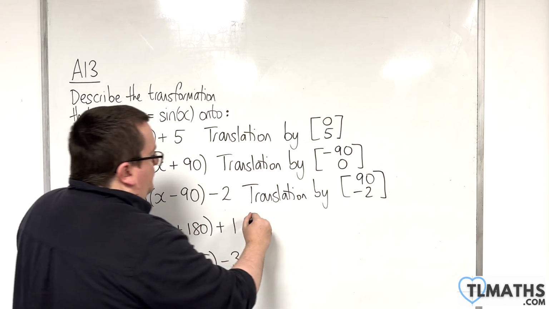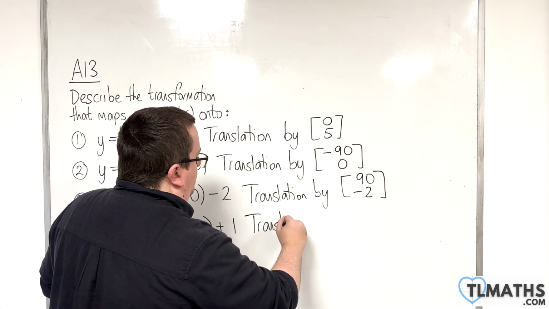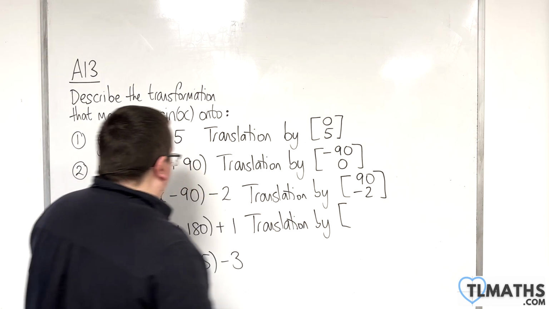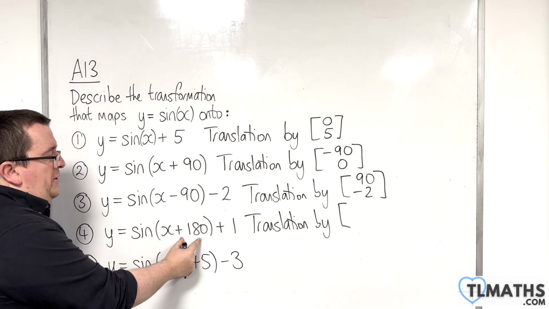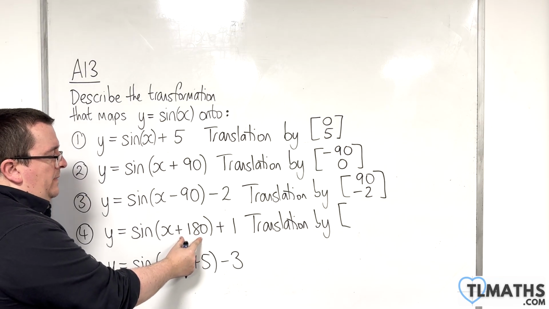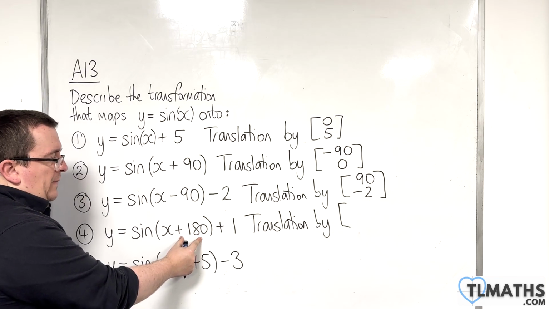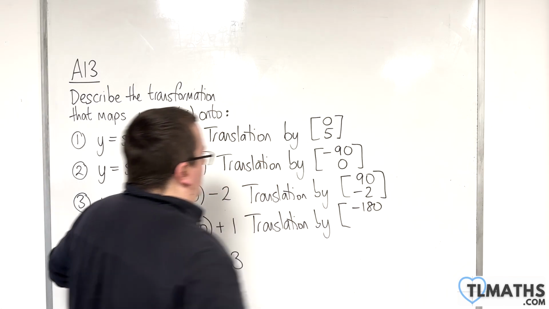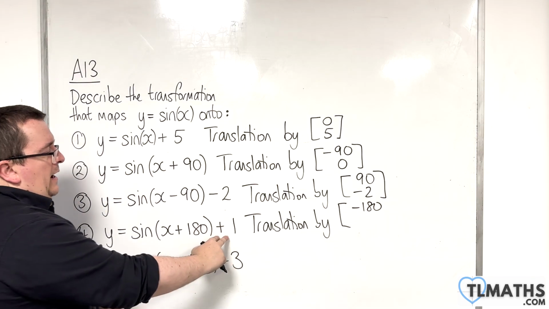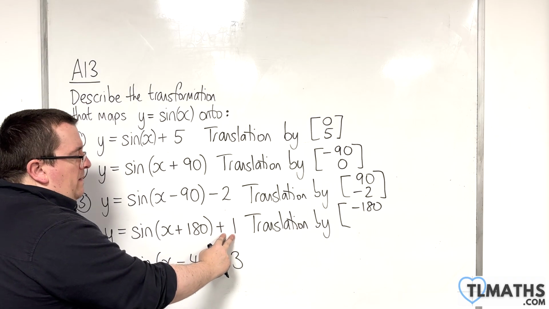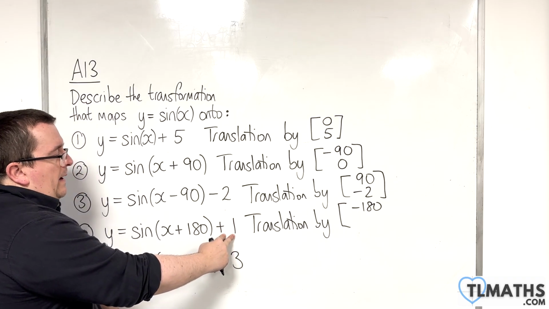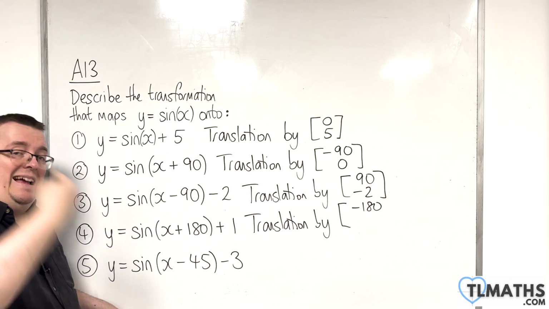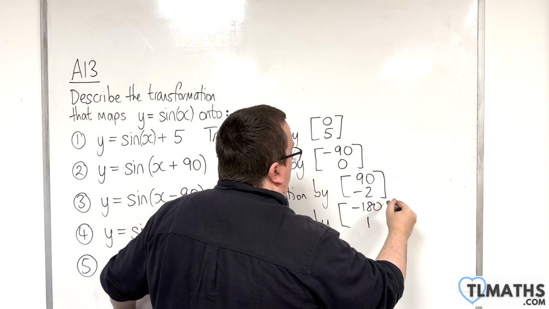Number 4, this is a translation by. Inside we have plus 180, so that affects the horizontal, and so it's the opposite to what you expect, so negative 180. And on the outside you've got plus 1, that's the vertical direction, and that affects the y direction, and so that is as you expect, and so that's positive 1.